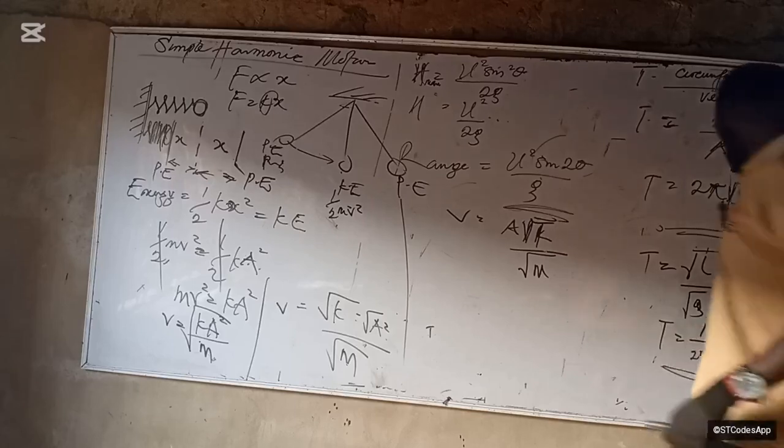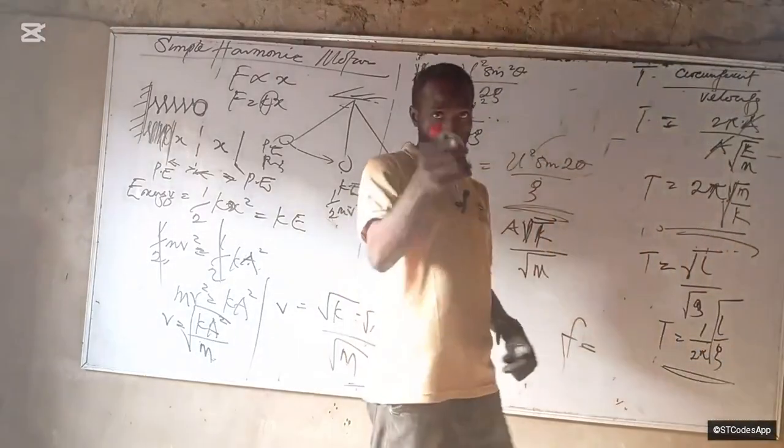So what will now be the formula from here? What will be the formula for frequency? Generate that and put it in the comment section.